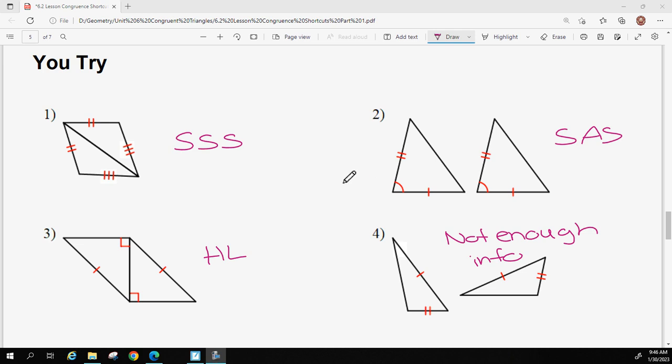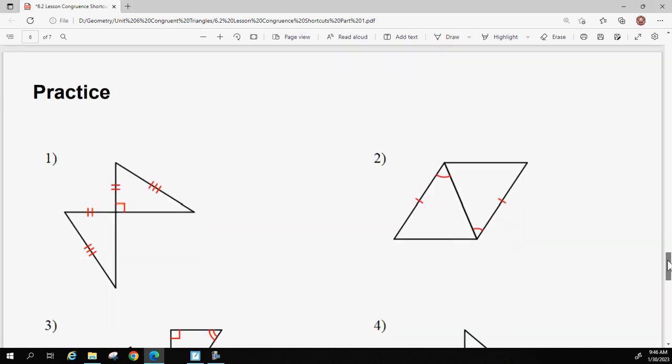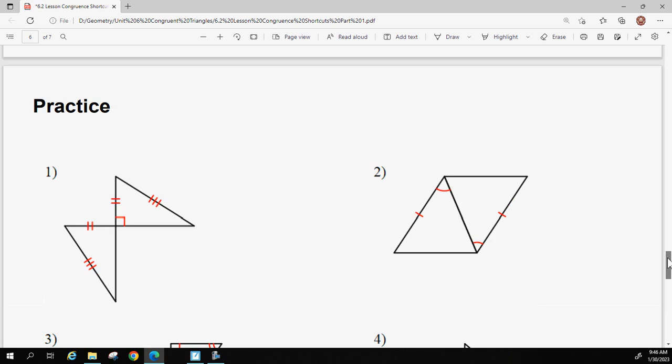So hopefully you got these right. If you didn't, that's totally okay. Like I said, this is a very new idea. Please make sure that you ask for help for some clarification on any or all of them that you may not have chosen the right answer for. And then move on to the practice. As always, if you're looking at these practice problems and you're stuck, please do ask us for help.